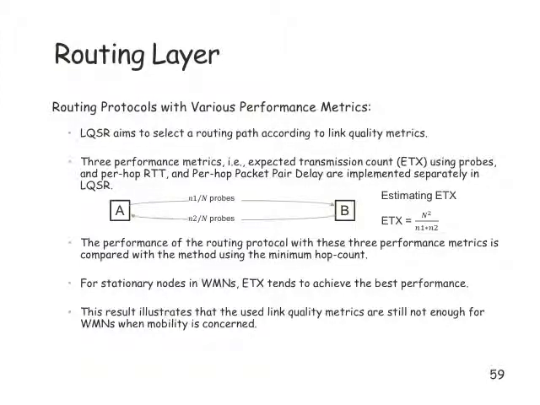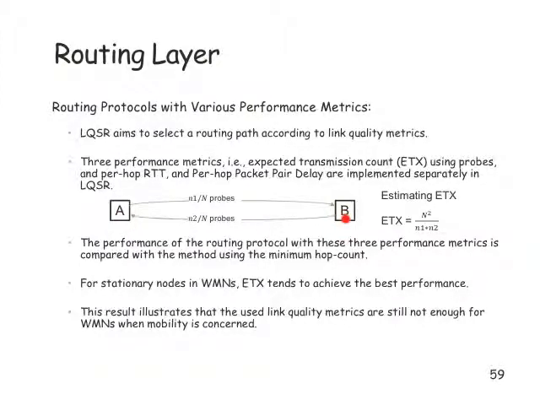Or what we call expected transmission count. How do we calculate the expected transmission count? That's a little bit complicated. What happens is that in a specific duration of time, we send n probes from A to B. So it's not one probe in that case. We need a statistical way of calculating the expected number of times that we need to transmit any packet from A to B.